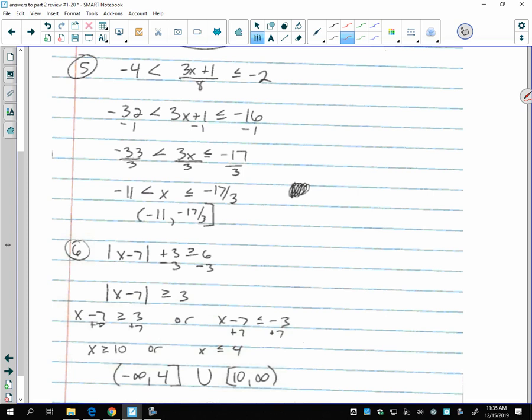So the first thing I did is I multiplied everything by 8 to cancel out that 8 in the denominator. And then you just have to remember that you have to do everything on both sides of that equation. And so when I subtract 1, I have to subtract it from negative 32 and negative 1. And then I'm left with 3x in the middle. So then I divide by 3, and I got this compound inequality.